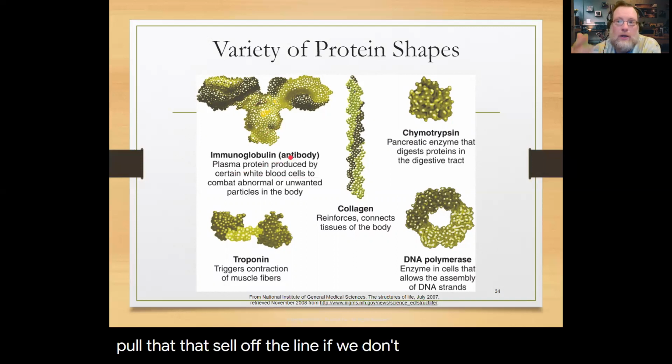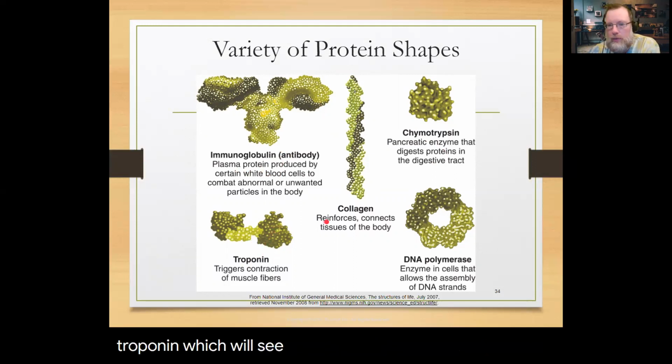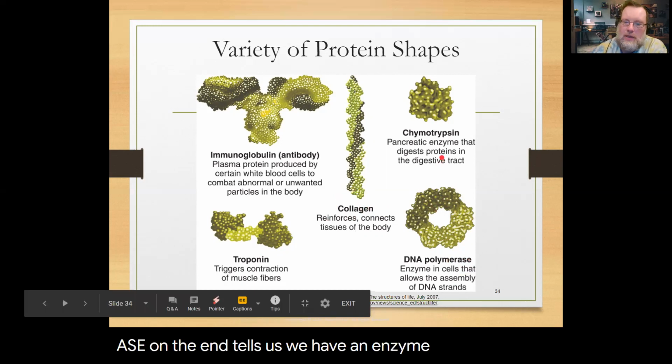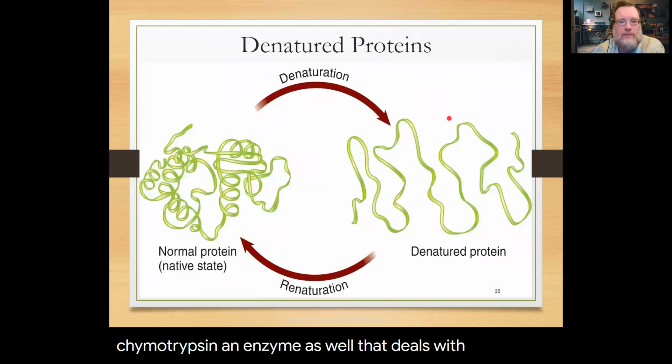If we don't, it can lead to autoimmune diseases or other genetic mutations. So anyway, here are some examples of proteins in the body. Antibodies, troponin, which we'll see with muscle contraction. You've heard of collagen fibers, DNA polymerase, and we see that ASE on the end tells us we have an enzyme. And then chymotrypsin, an enzyme as well, that deals with digestion.